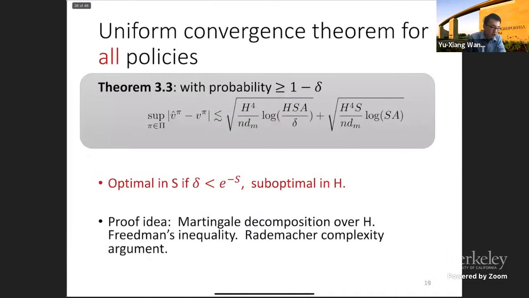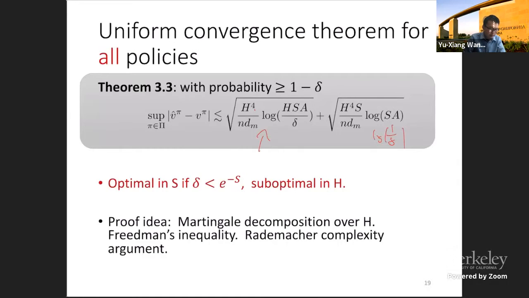Okay, so for the global uniform convergence for all policies, this is what we end up getting. We get a result that has the right dependence on N and Dm, but there is a blow up factor of H here, and a blow up of a factor of HS on the second term. But notice that there isn't a log 1 over delta. So when delta is extremely small, we can subsume this into the bound, and then we get something that's only a factor of H away from being optimal.